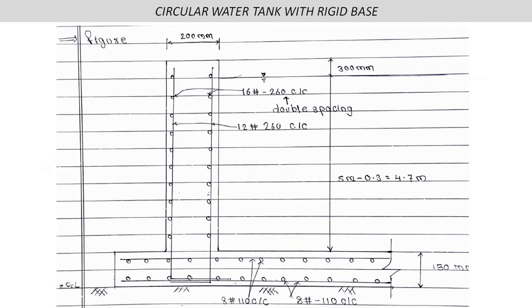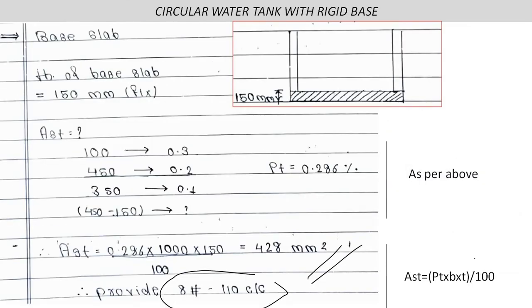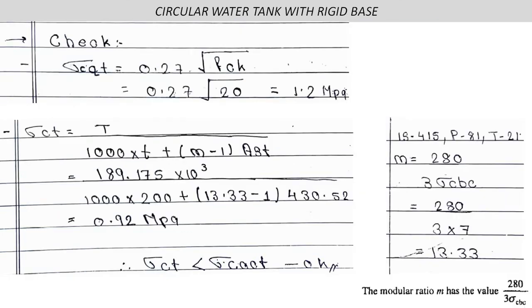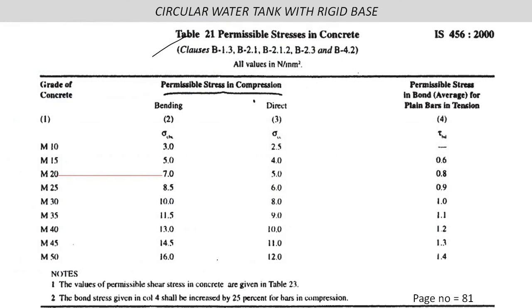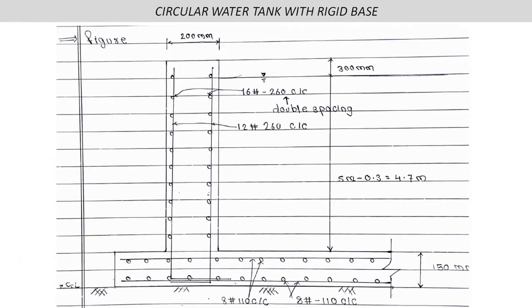So moving on to the next and the last step, there is a figure. First we will see the base slab. The thickness I have written as 150 mm. So the thickness of the base slab is 150 mm, and we have to write that. Now moving on to the reinforcement. For the base slab we have provided 8 dia 110 center to center in both directions.